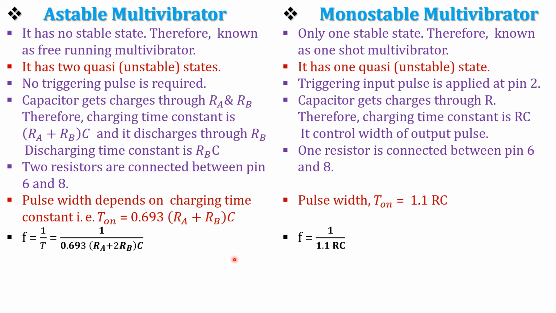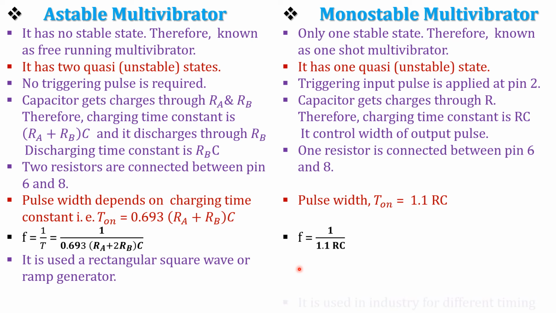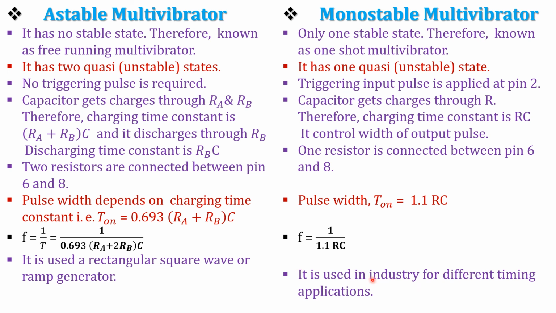Now we see the applications of astable and monostable multivibrators. The astable multivibrator is used as a rectangular or square wave or ramp generator, while the monostable multivibrator is used in industry for different timing applications. Now these are the various points which come under astable and monostable multivibrators.